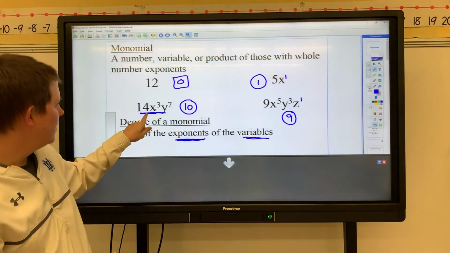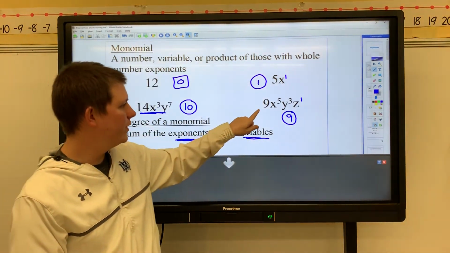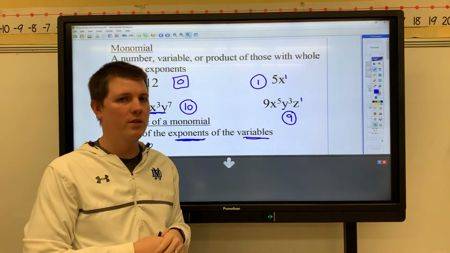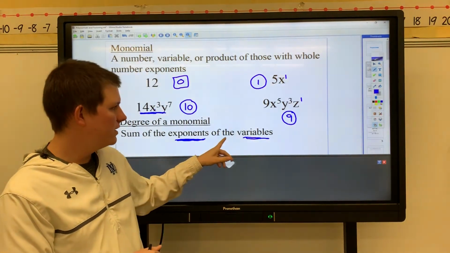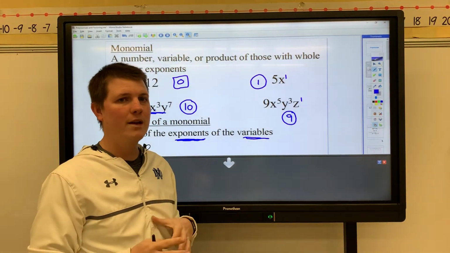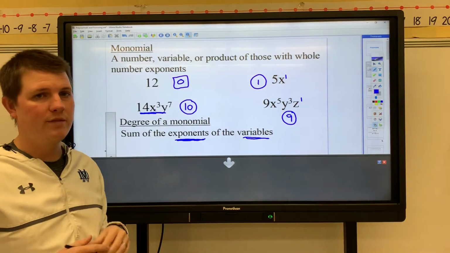For the degree, the number in front, what we call the coefficient, does not matter. It has nothing to do with the degree. The only part of the degree that's important are the exponents of the variables. Okay? So those are monomials. It's very important to find the degree of a monomial.